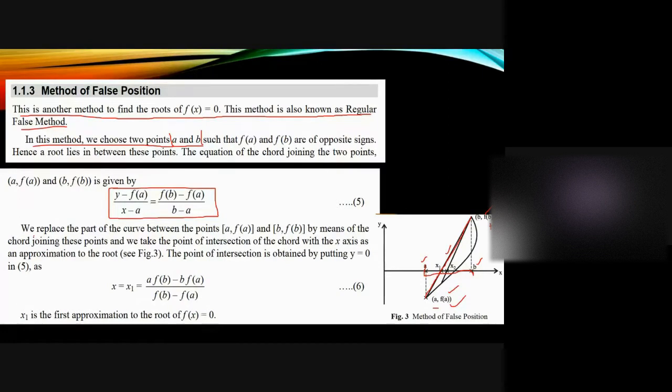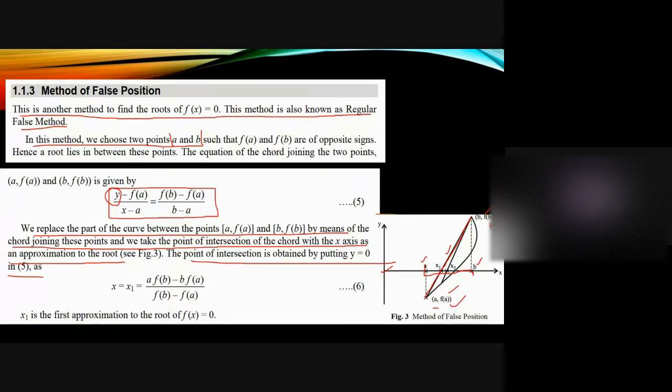When we replace the part of the curve between points (a, f(a)) and (b, f(b)) by means of the chord joining the points, we take the point of intersection of the chord with the x-axis as the approximation of the root. The point of intersection is obtained by putting y equal to 0. So I clearly told we need a solution of x, so that when you put the value of x, the y should converge to 0. So in this equation of the chord, we are putting the y value as 0. So this b minus a will come to here. So b minus a into minus f(a), as minus minus will come plus.